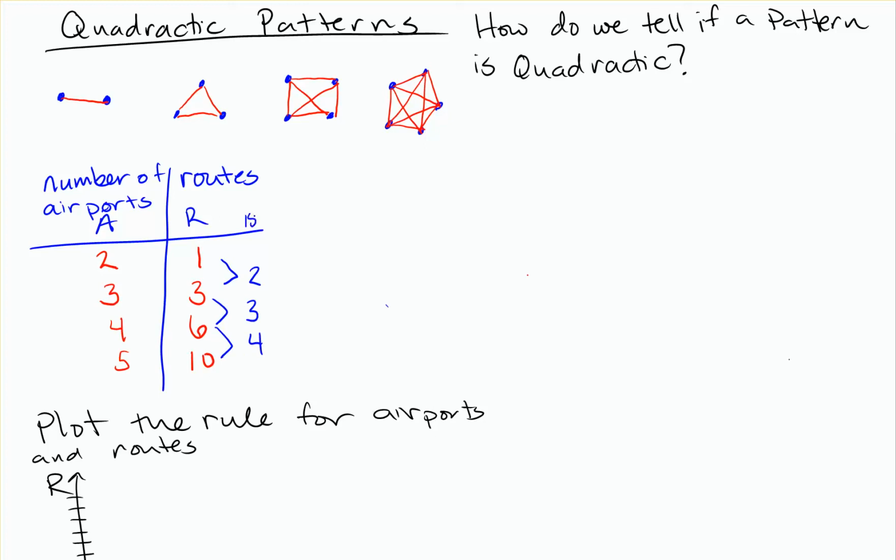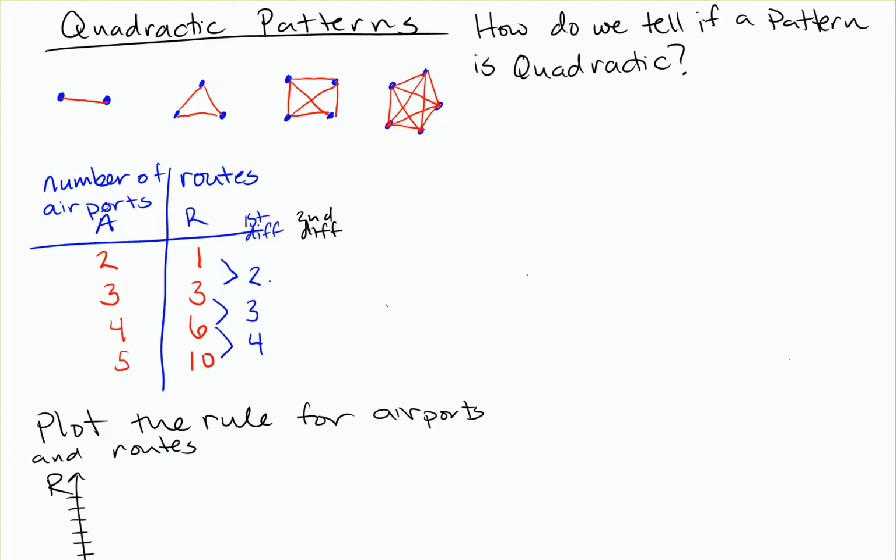So my first difference here is not constant. And so I know automatically I do not have a linear pattern, because I have to have a constant first difference to have a linear pattern. So I'll go one step further, and let's investigate what happens with our second difference.